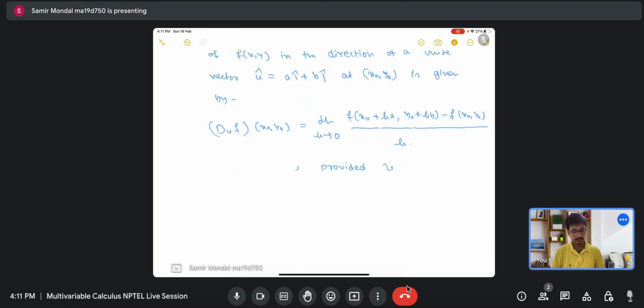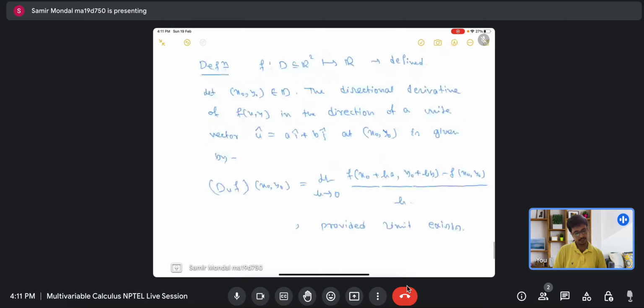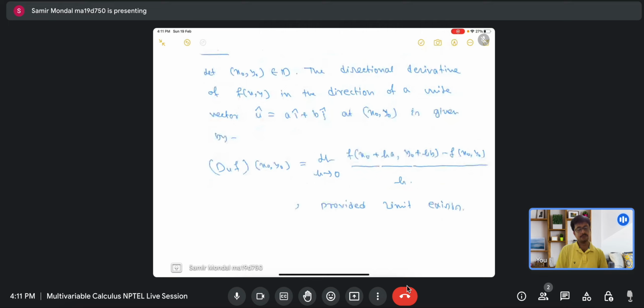Provided that this limit exists. So this is the definition of directional derivative of a two variable function in the direction of a unit vector. This is given by this formula: limit h tends to 0 of f of x naught plus h a comma y naught plus h b minus f of x naught y naught divided by h, provided that this limit exists.